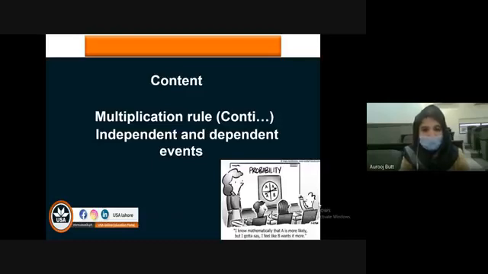But if in a particular question you have some sort of restrictions or additional information, then we are supposed to use this multiplication rule. Moreover, we'll be discussing independent and dependent events with the help of some examples.